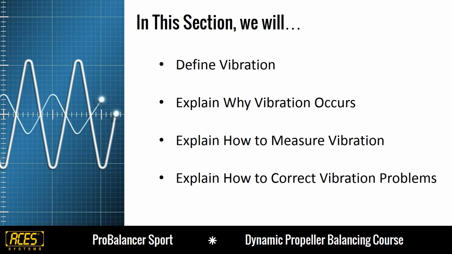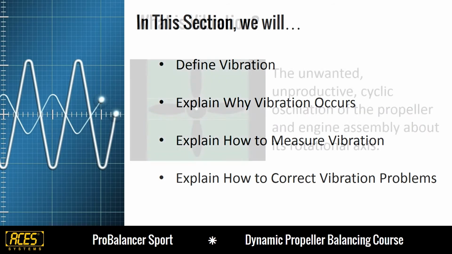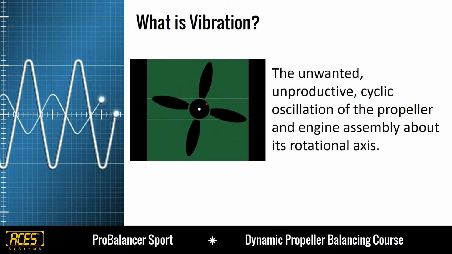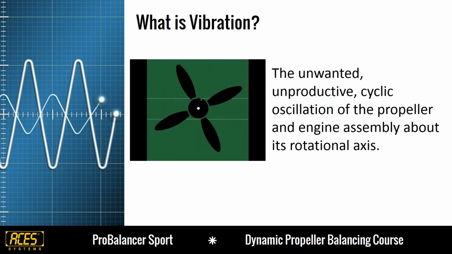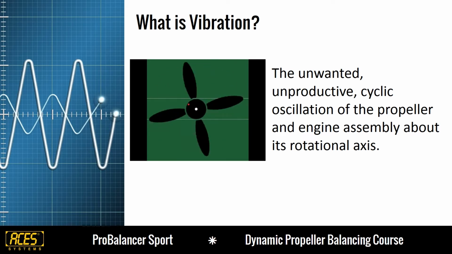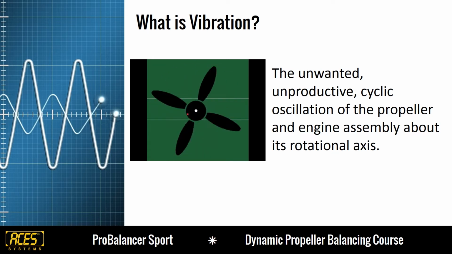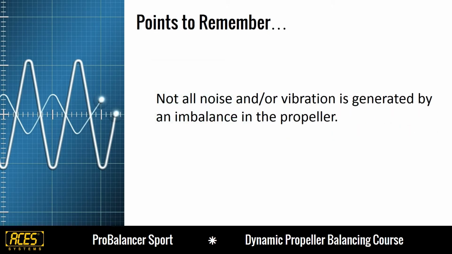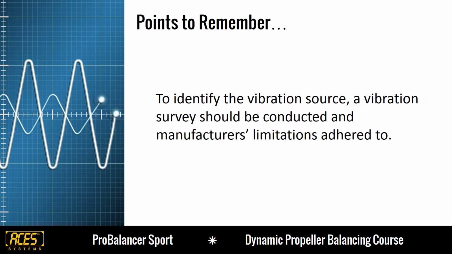In this section, we will define vibration, explain why vibration occurs, explain how to measure vibration, and explain how to correct vibration problems. Let's begin by defining vibration as the unwanted, unproductive, cyclic oscillation of the propeller and engine assembly about its rotational axis. Remember, however, that there can be many sources of vibration in your aircraft beyond just an imbalance in your propeller. To identify the vibration source, a vibration survey should be conducted and manufacturer's limitations adhered to.